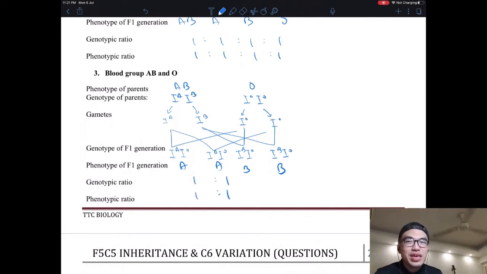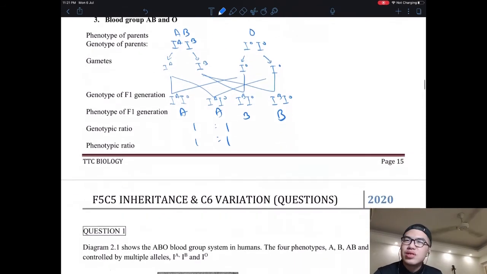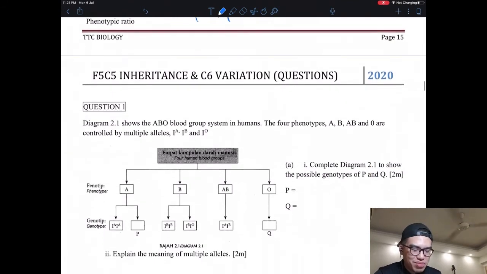So it's the same thing as your blood group. Sorry, what was it again? Other stuff, all the genetics. Hemophilia and color blindness, same thing.